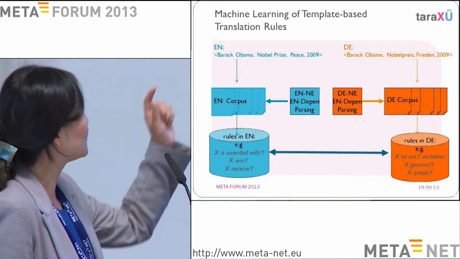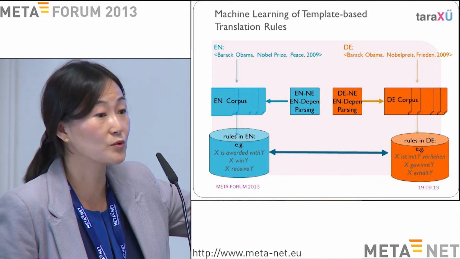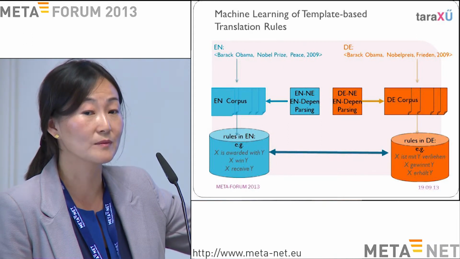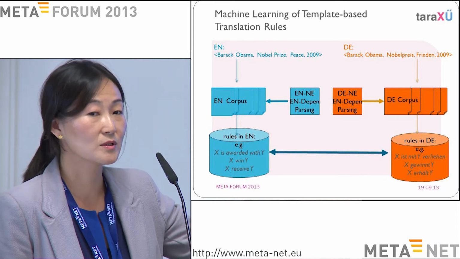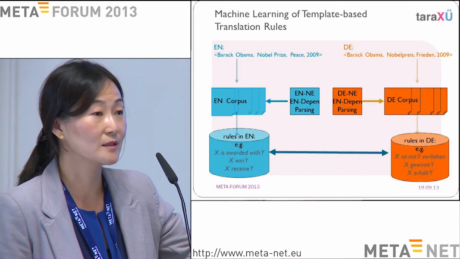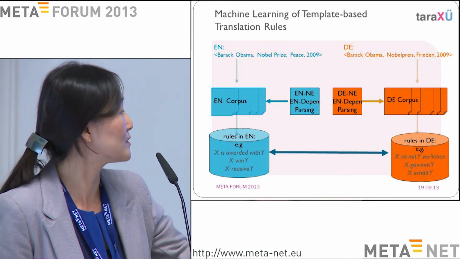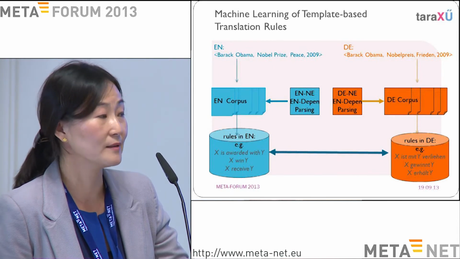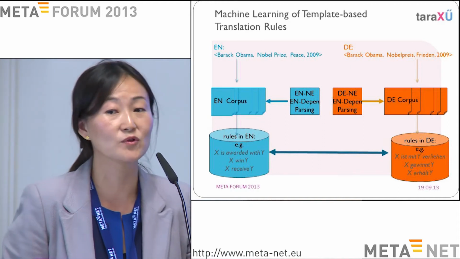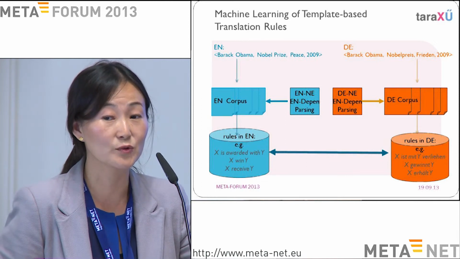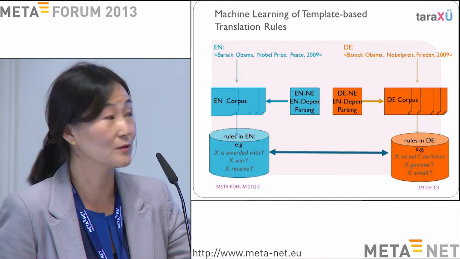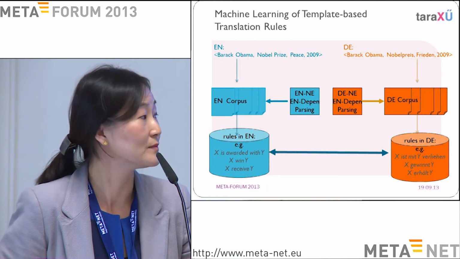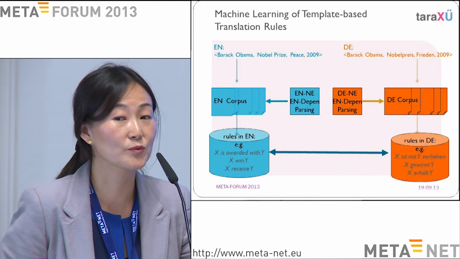And how does the system look? For a very simple example, we use some examples of a semantic relation, like Barack Obama, Nobel Prize, Peace, 2009, and we have newspaper text in English, and the corpus is processed with named entity recognition and dependency structure analysis. Given these linguistic annotations, we are able to learn template rules like X is awarded with Y, X wins Y, X receives Y. At the same time, for German, we use German examples of the semantic relation, like Barack Obama, Nobel Prize, Frieden, 2009, and then we learn linguistic patterns like X ist mit Y verliehen, wurde verliehen, X gewinnt Y, X erhält Y.